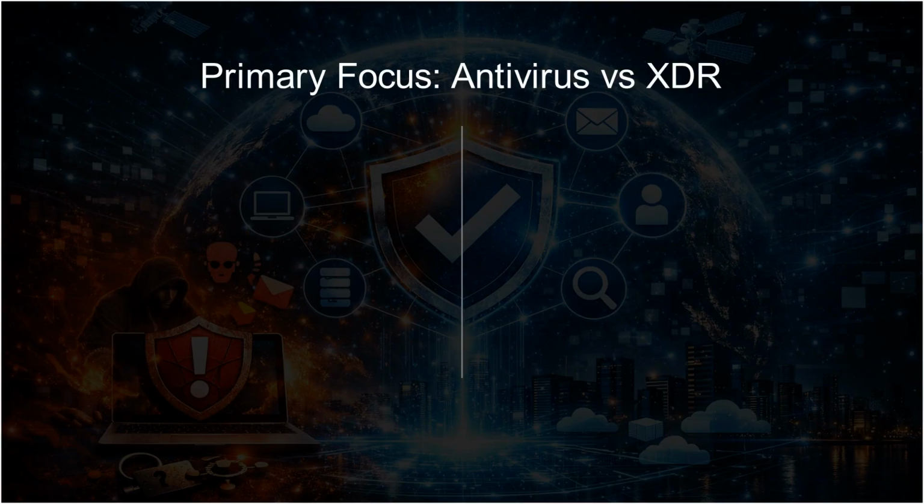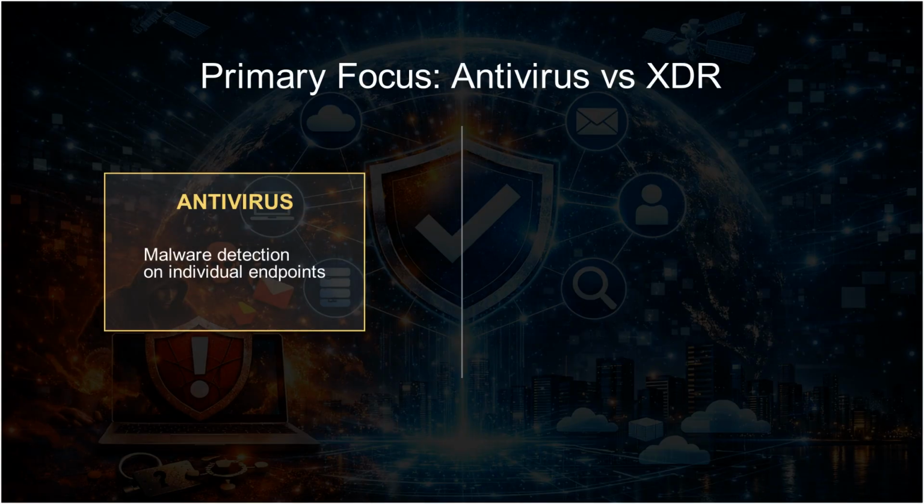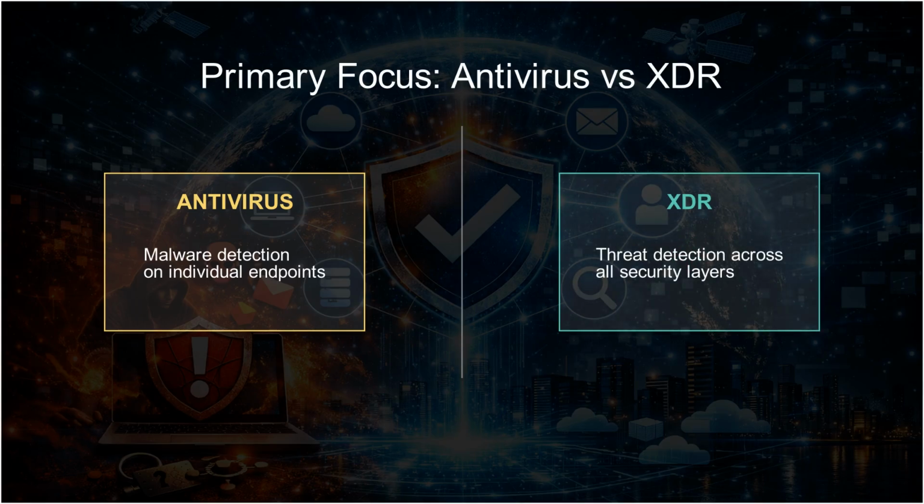Now that we understand both technologies, let's compare them side by side, starting with their primary focus. Antivirus has a rigid primary focus, strict malware detection operating solely on individual endpoints. XDR, on the other hand, abstracts away from just files. Its focus is comprehensive threat detection across every security layer in your organization.